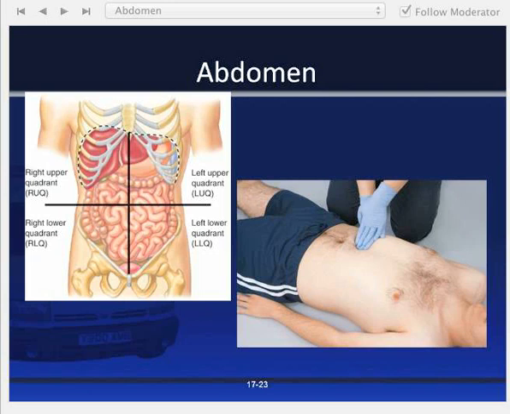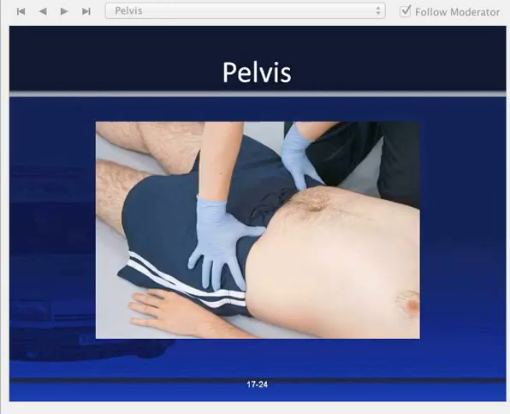Using the pads of your fingers, gently feel the upper and lower areas of the abdomen for injuries and tenderness. Note any abdominal distension. If the patient has not complained of pain and there are no obvious signs of pelvic injury, assess the pelvis by applying gentle downward pressure on the pubic bone.